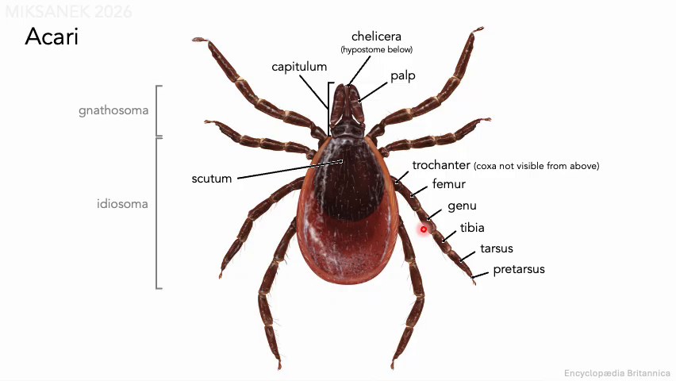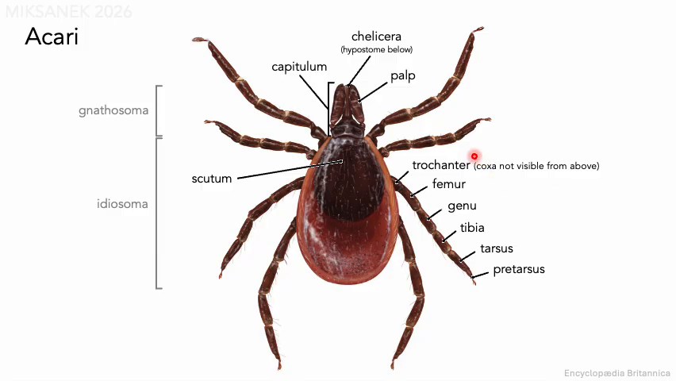in spiders, we have a segment here called the patella. It's a legitimate kneecap in the spiders. In ticks, it's called a genu. Then we have the tibia, and then the tarsus, and the pretarsus, which will contain a little claw. It's like the fingers in a way.